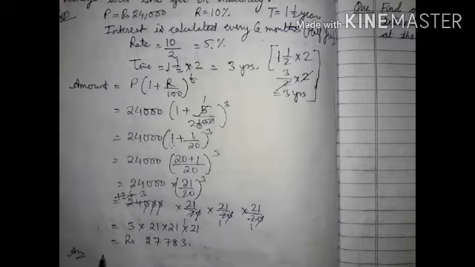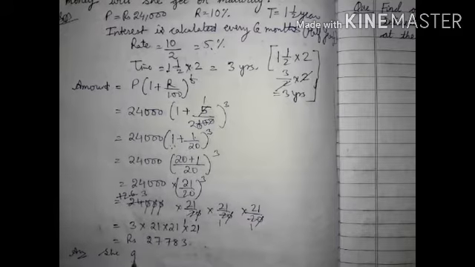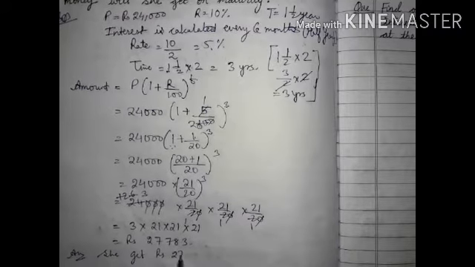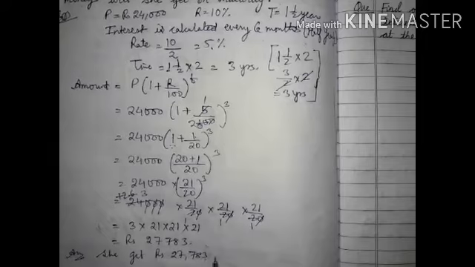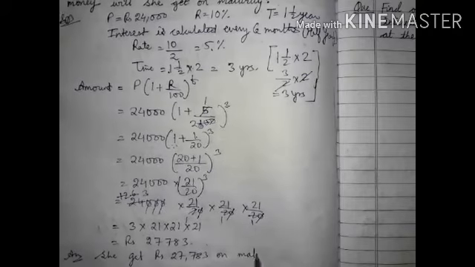Your main answer is C. She gets rupees 27,783 on maturity.